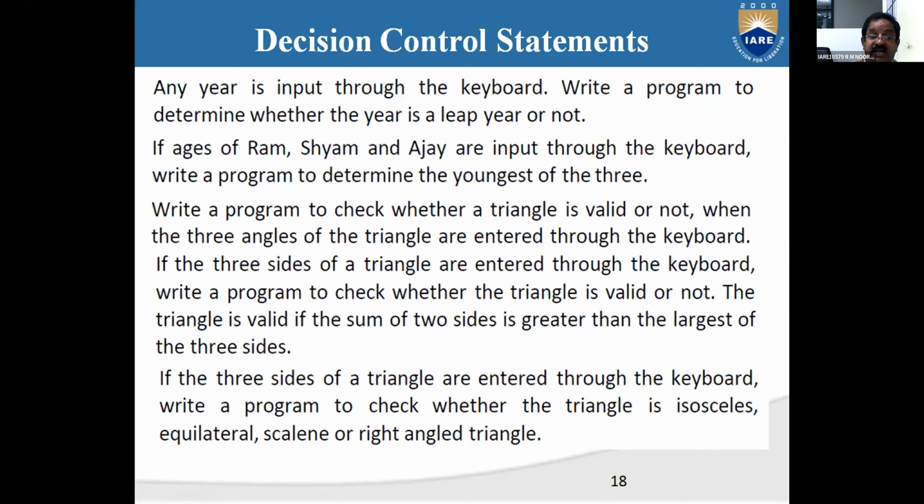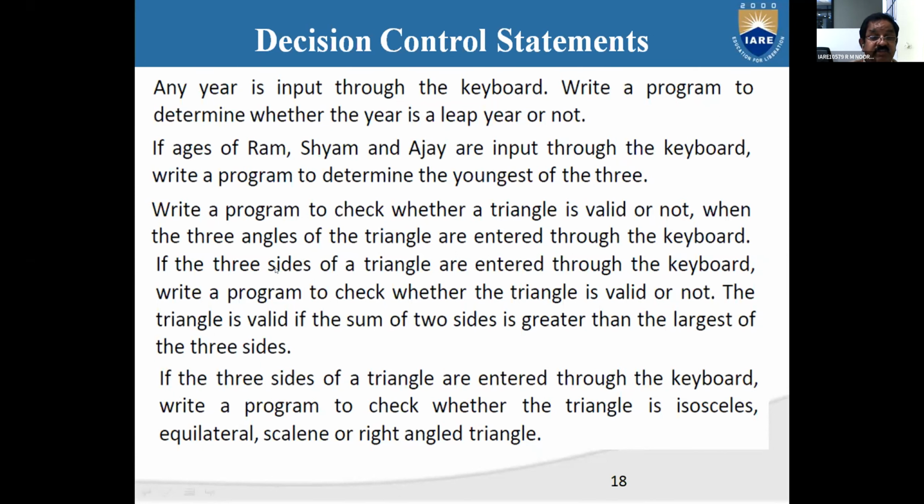Then the given triangle is valid. Else, the given triangle is invalid. That is, even if it is less than 180, it is invalid. Even if it is greater than 180, it is also invalid, right? So the sum of the three angles of the triangle should be 180. Then only that triangle is valid, otherwise it is invalid, right? That's how you are going to solve the third problem.